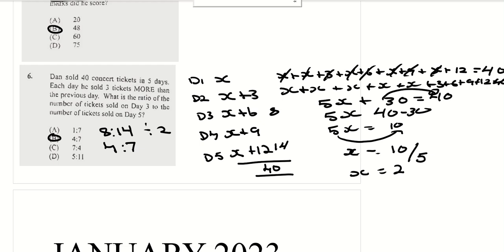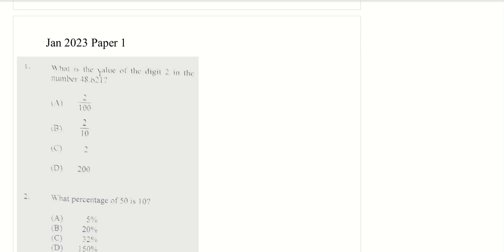That is the end for May-June 2023 section 1, number theory section. Now we are going to be doing January 2023, paper 1, number theory section, questions 1 to 6.